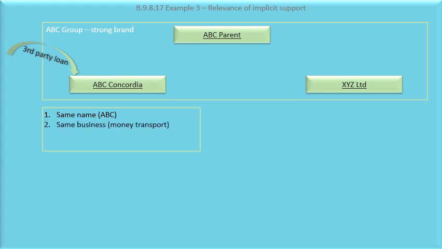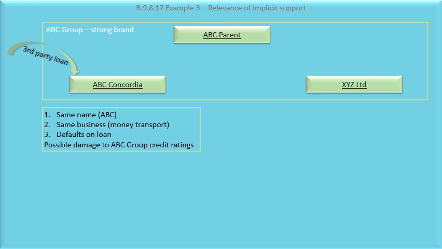Secondly, ABC Concordia in this example has the same business as ABC Parent, so it's in the money transport business, and if ABC Parent allows ABC Concordia to default, then that is going to be a problem, and it's possibly going to hurt, let's say, the credit ratings of the ABC Group.